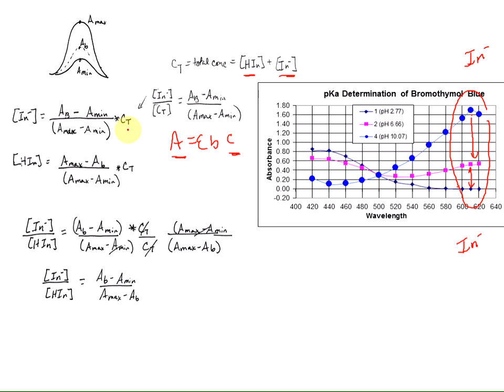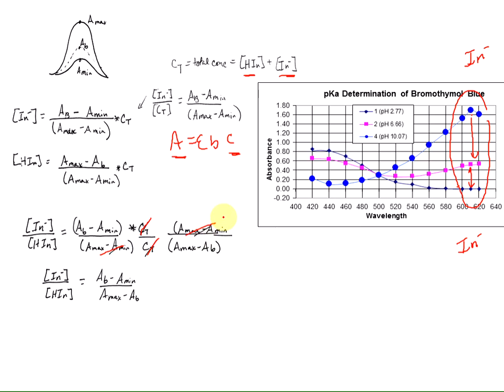And I can do a very similar thing for my protonated form of the indicator. So this is the AMAX minus AB over the total absorbance that's possible times the total concentration. Now I'm going to do a ratio of the indicator in the deprotonated form over the protonated form, so the IN minus over the HIN. So I'm going to take this and divide it by this. When I set that up, notice that my total concentrations will cancel out. So I don't even have to know my total concentrations because eventually they're just going to cancel out with each other. And then the AMAX minus AMIN will cancel out with the other AMAX minus AMIN.